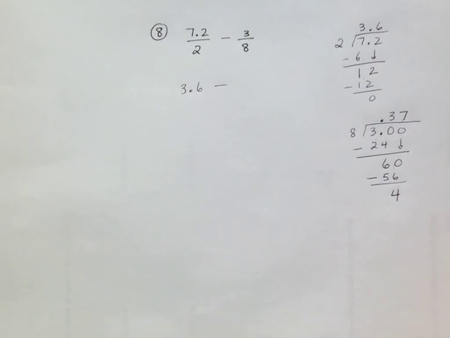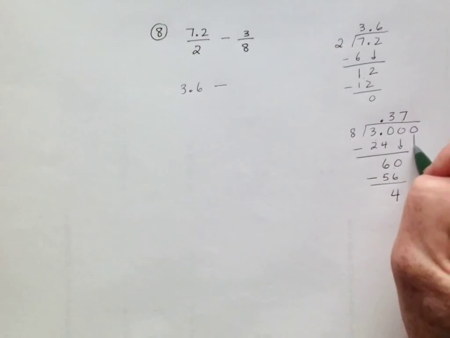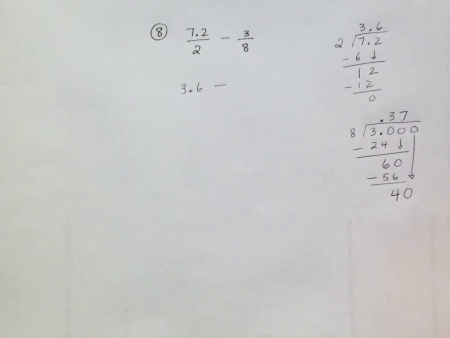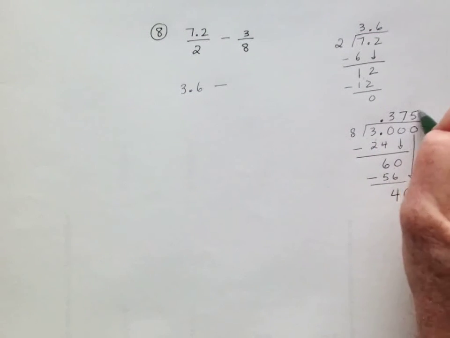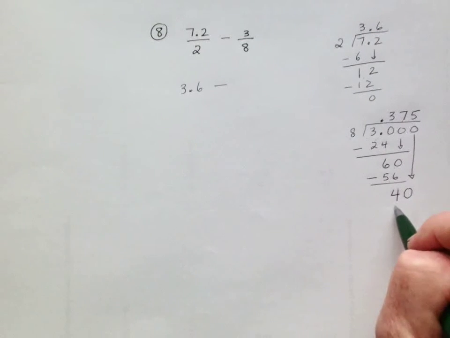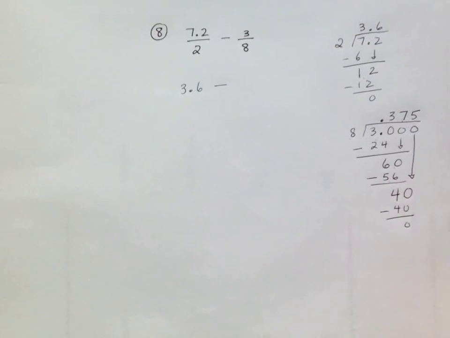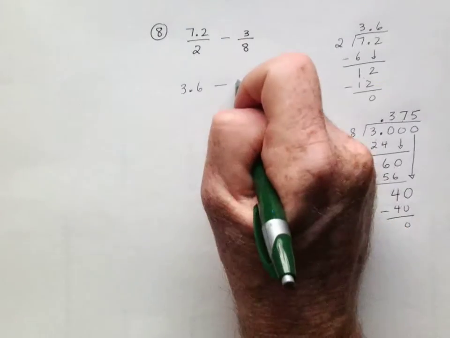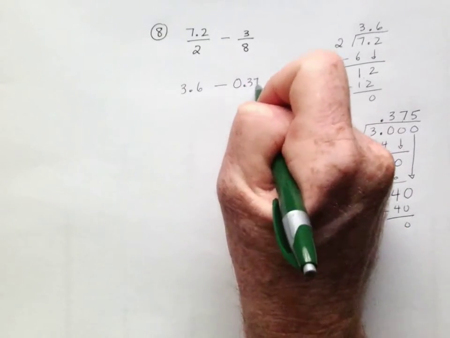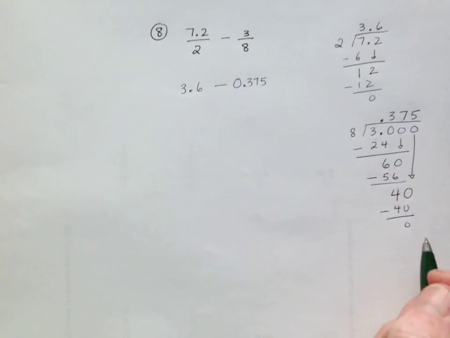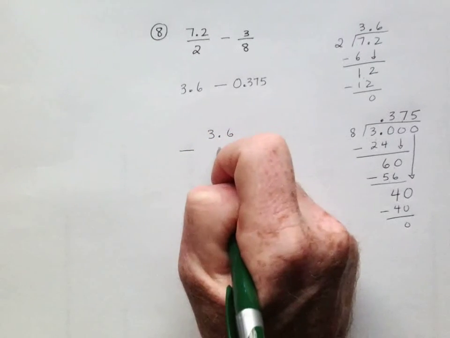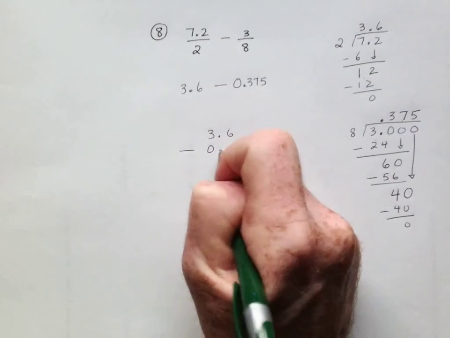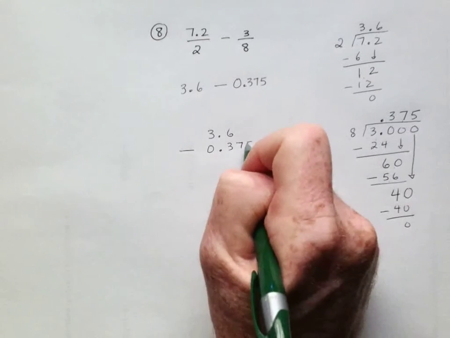And then we've got just one more step. Put one more 0, carry it down, and then an 8 will divide into a 40 evenly. It'll go 5 times. So remainder is 0. So this one's decimal is 0.375. So now we just need to subtract those two. So 3.6 minus, and then line up the decimal, 0.375.